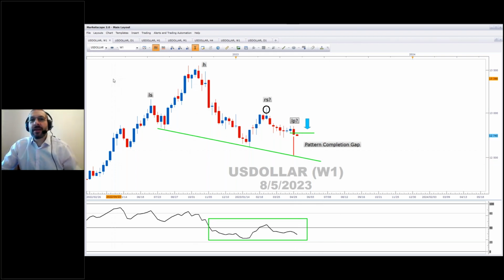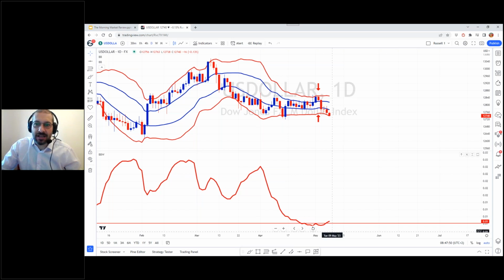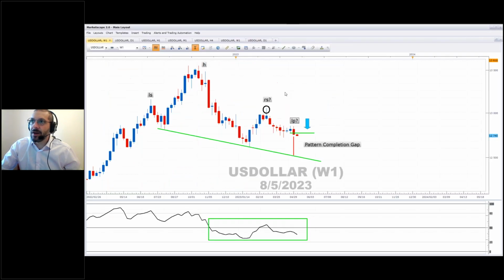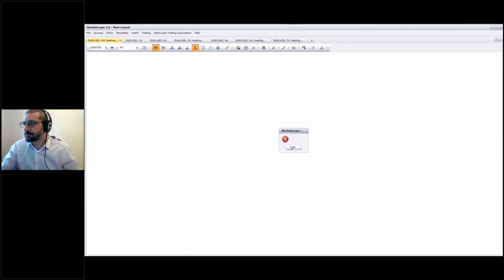Now, if there is this expansion in volatility on the US dollar side of things, let's take a look and see what's happening on the euro side of things. So there should be some sort of positivity in the euro US dollar. Let's bring up that chart here.